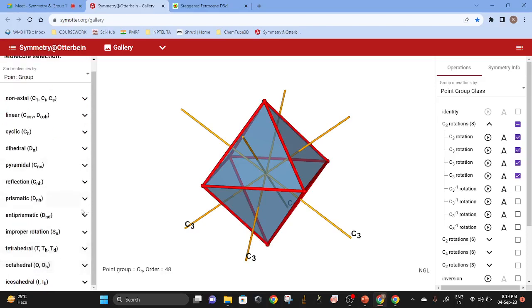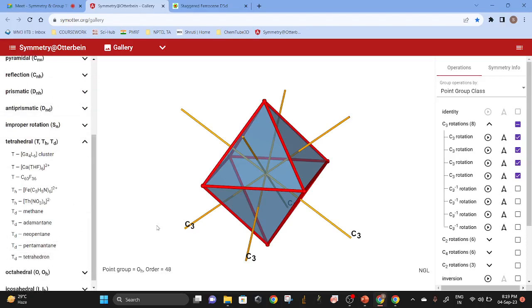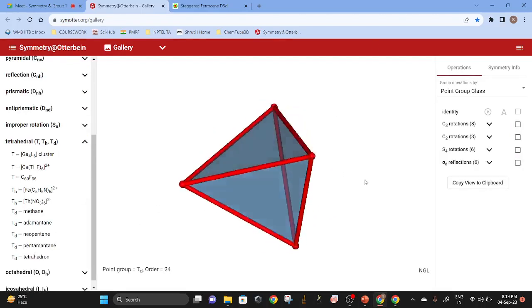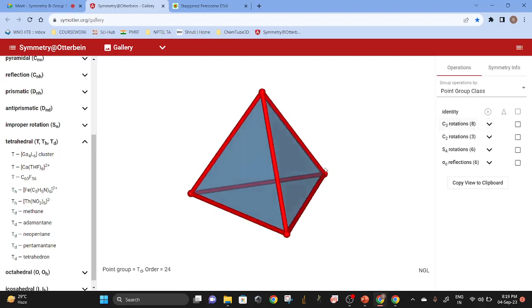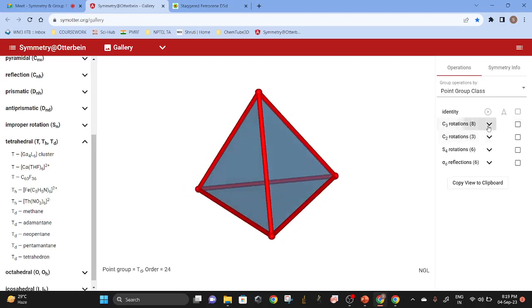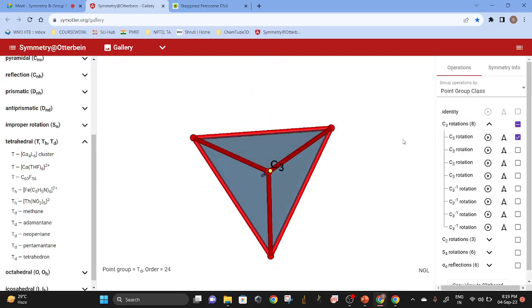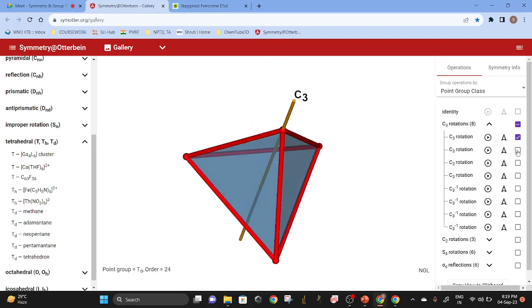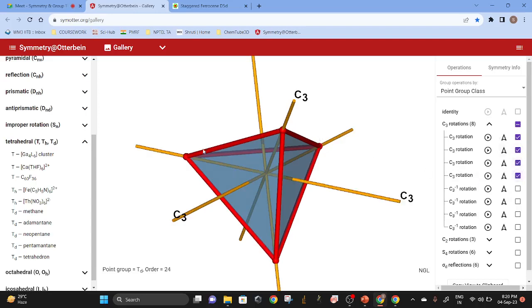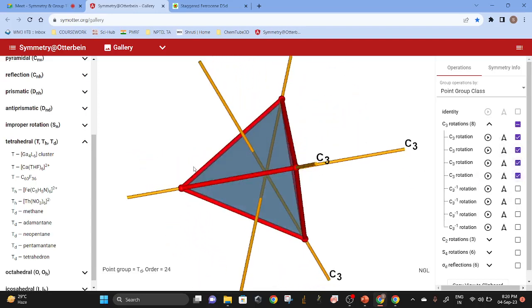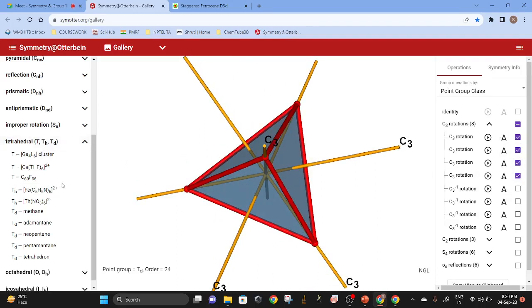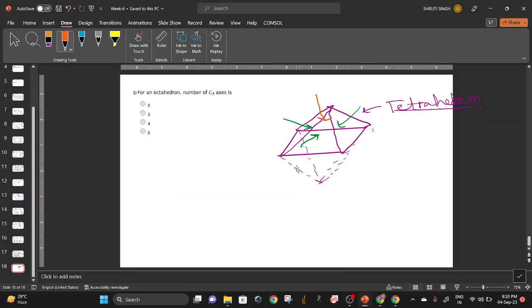Now let's check a tetrahedron. This also has the same. You see, it is passing through these atoms, not in between the atoms. 1, 2. So it also has 4 C3 axes. So the answer is 4 C3.